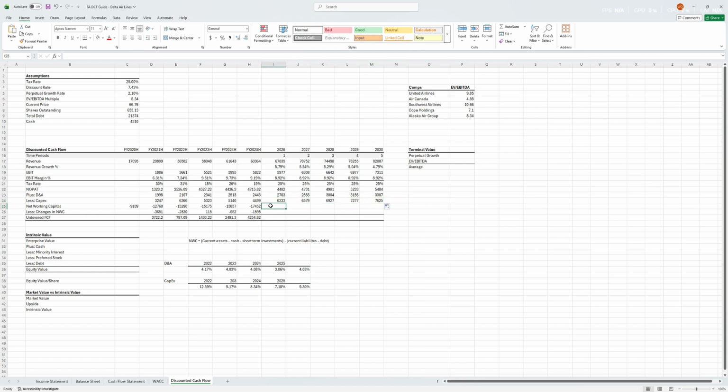Net working capital. So for this, I'm actually just going to project out net working capital as a percentage of revenue. And then I'm going to do the changes in net working capital calculation instead of calculating changes in net working capital as a percentage of revenue.